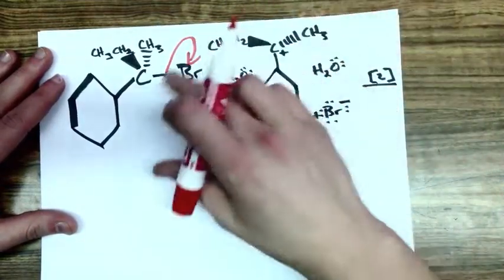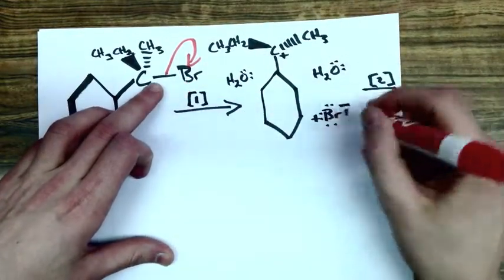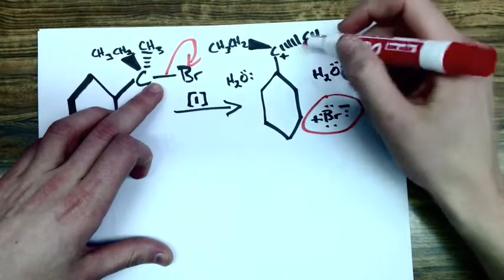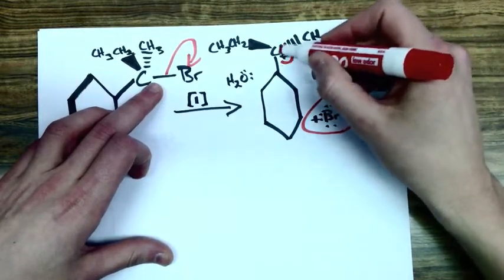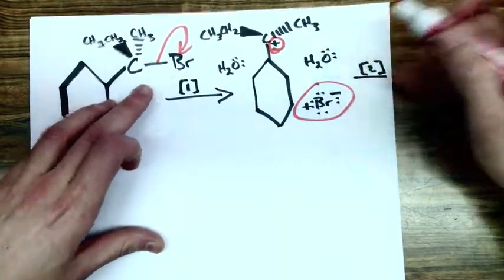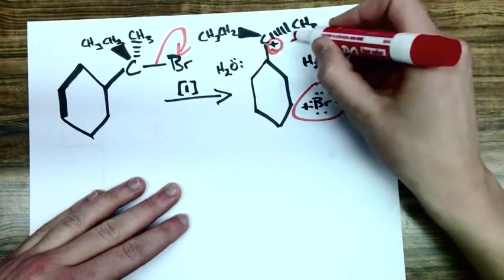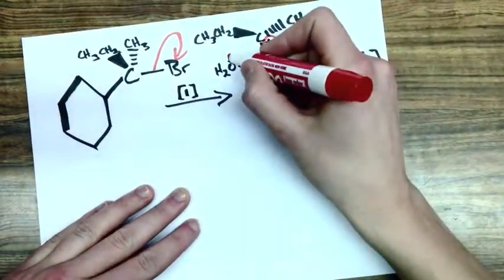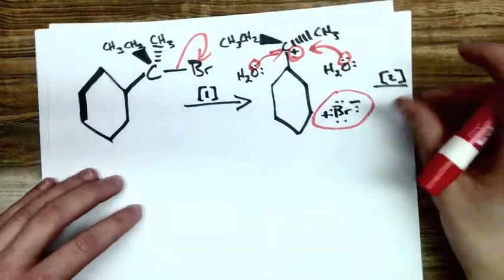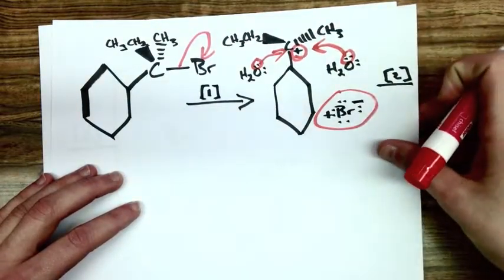But the first step, what we're going to do is this bromine is going to come off, and those electrons are going to form this bromide. That's going to form this carbocation. And then in the presence of water, this water is going to want to flock to this carbocation in either direction. This is going to cause the multiple products that we get in the very end.